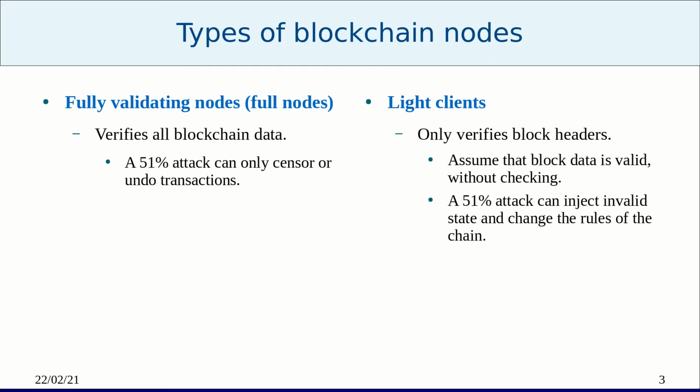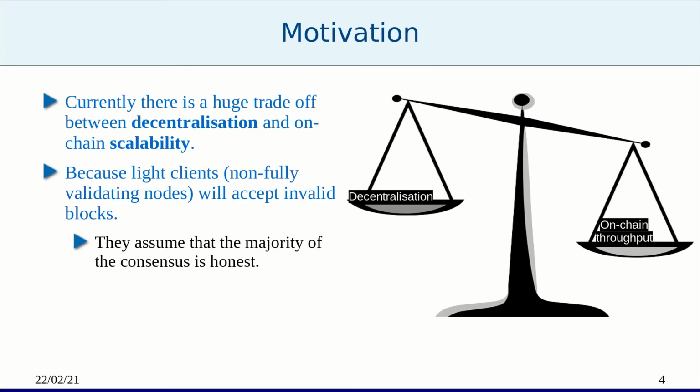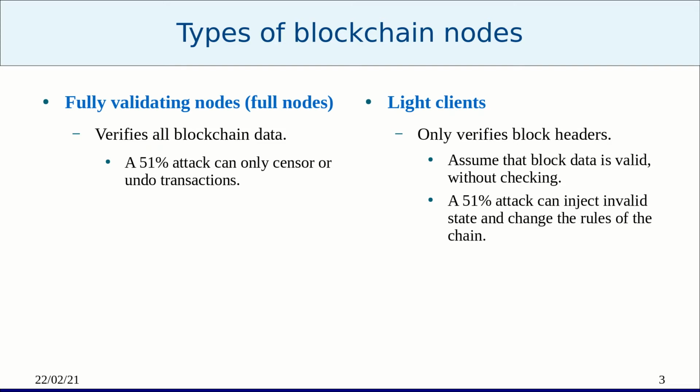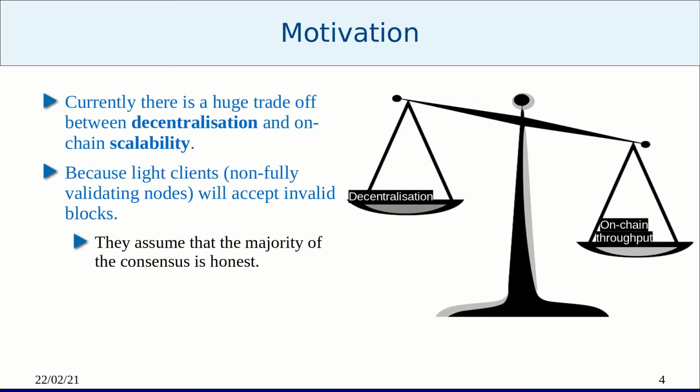Now, if everyone starts running a light client, then this significantly decreases the decentralization of the chain, because it significantly increases the incentive for doing a 51% attack. Because whereas previously a 51% attack could only reverse or censor transactions, if everyone ran a light client, then 51% attacks could actually steal money or print money or change the rules of the money supply.